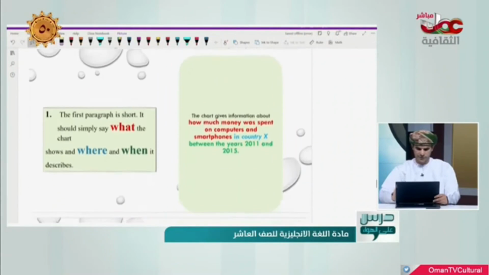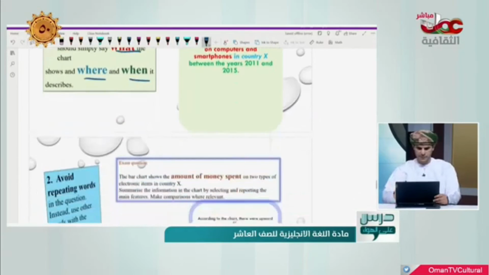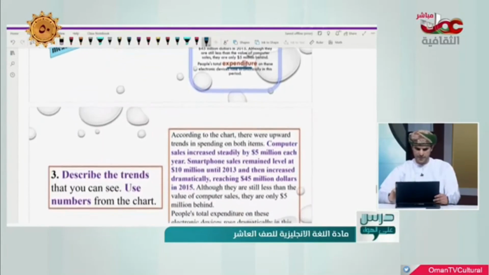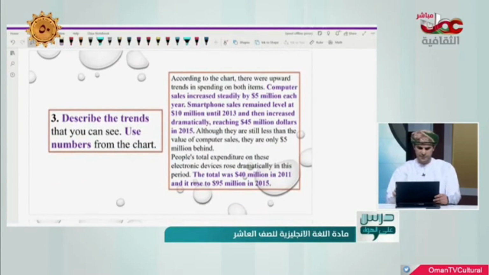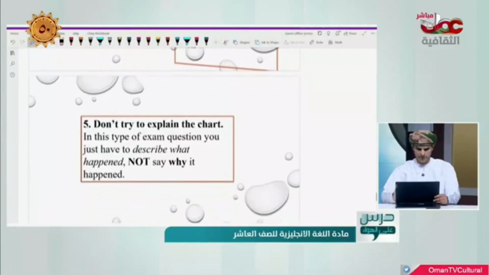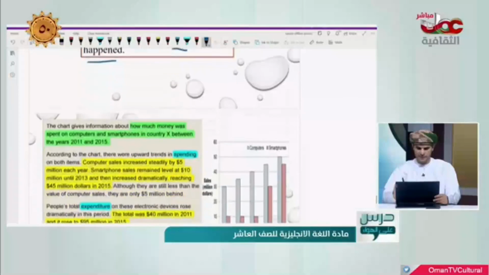So what we have learned today is what? The first paragraph is short. Make sure it just includes what, where, and when. The second one, avoid repeating words. Please don't repeat words. Just use similar words or the same if you have. Third, describe the trends. Use numbers. And don't try to explain the chart. Just say what happened, not why it happened.